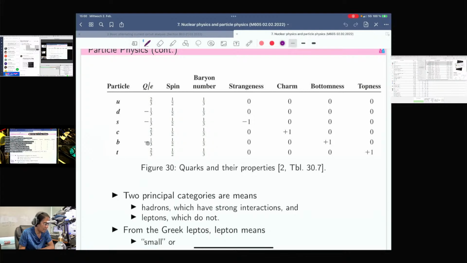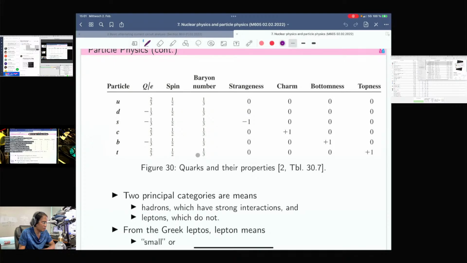The bottom quark has negative 1/3 charge compared to the electron. Spin number 1/2, baryon number 1/3. 0 strangeness because it's not a strange quark, and 0 charm because it's not the charm quark, it's the bottom quark, right? The bottom quark, of course, will express +1 bottomness. Please note that the strange quark has negative 1/3 charge and -1 strangeness, but the bottom quark, even though it has negative 1/3 charge, has +1 bottomness.